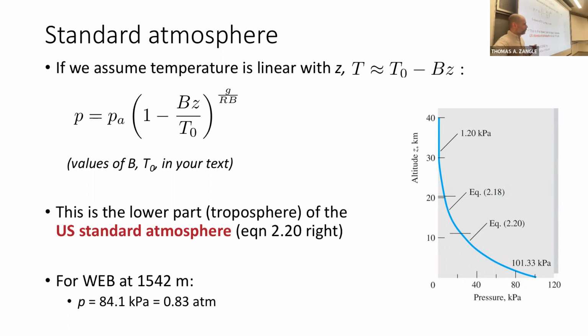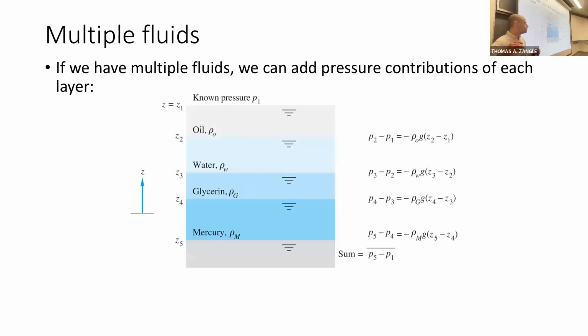Okay, so now let's consider the case where we have multiple fluids stacked on top of each other. We talked about this a little bit with air and water in a swimming pool, but we can generalize this. So if we have multiple fluids, then we can add the pressure contributions of each layer. So for example, if I want to find the pressure down here at position 5, and I'm sitting under a layer of mercury, sounds pretty bad, but I'm sitting under a layer of mercury.